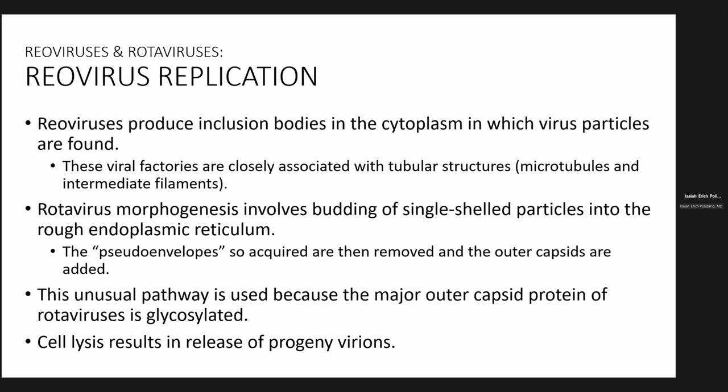Reovirus production produces inclusion bodies in the cytoplasm, wherein the virus particles are found. These viral factories are closely associated with tubular structures. Rotavirus morphogenesis involves budding of single-shell particles into the rough endoplasmic reticulum, and the transient pseudo-envelopes so acquired are then removed and the outer capsids are added. This unusual pathway is used because the major outer capsid protein of rotavirus is glycosylated, and cell lysis results in the release of the progeny virions.